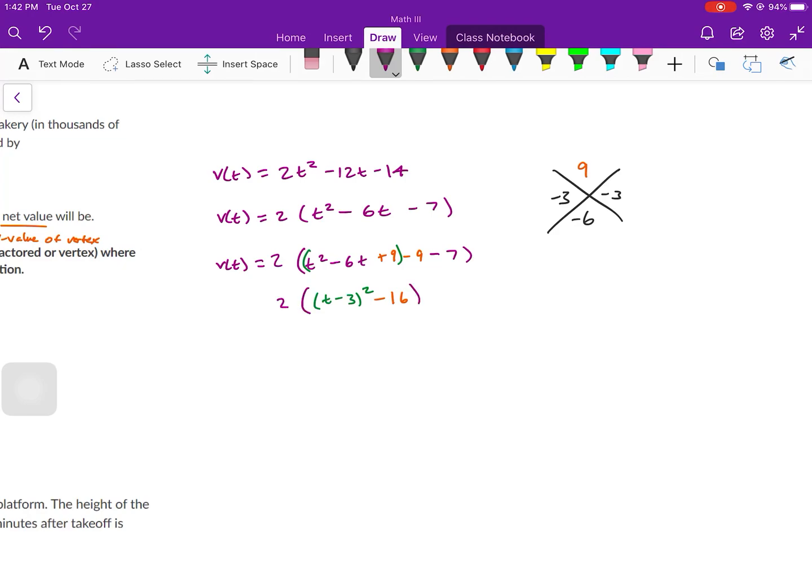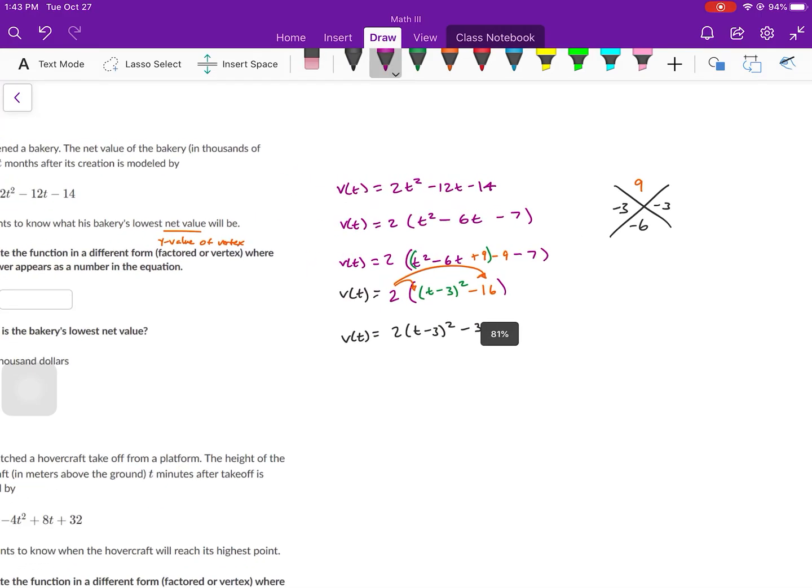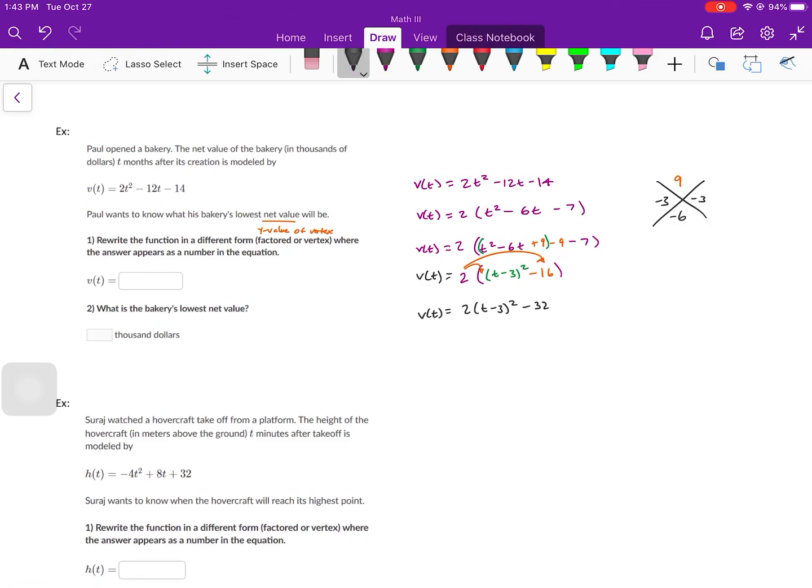Here's the 2. So we're going to go ahead and distribute that 2 to both of these and get 2 times t minus 3 squared minus 32. If I can write it too. That's good enough. So there's our vertex form. And that's the appropriate way to do it. I know there are some shortcut methods. If you prefer one of those, that's fine.